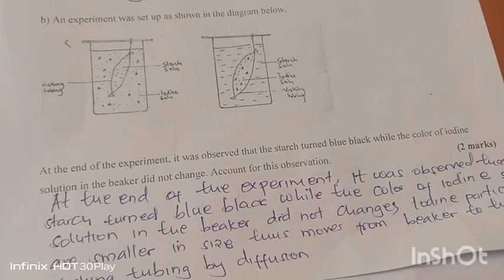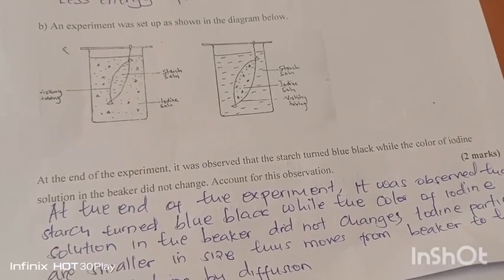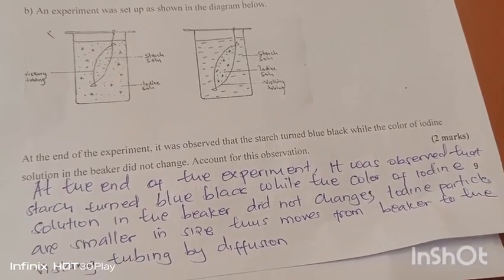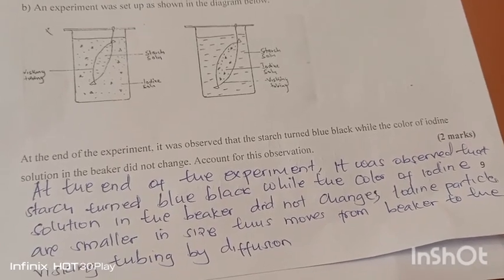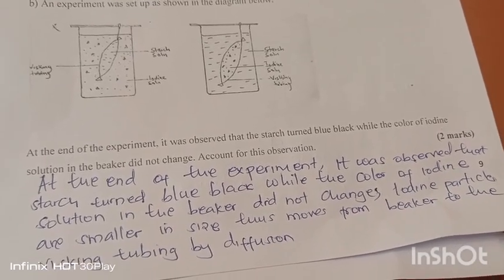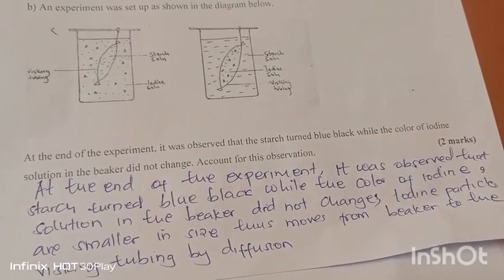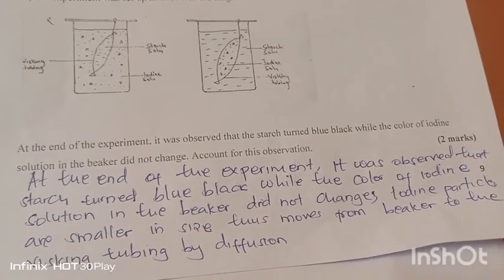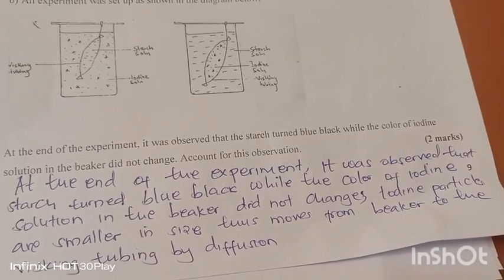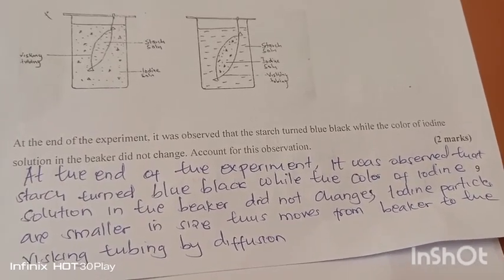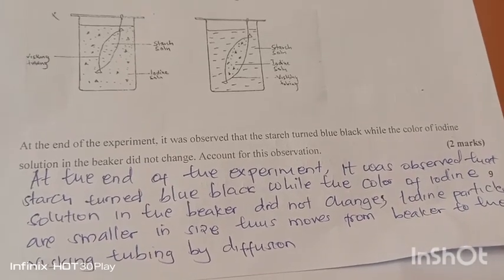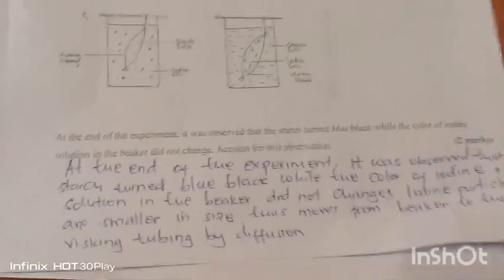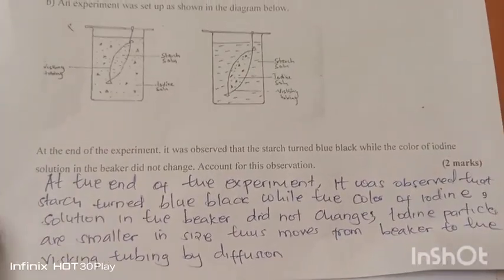Here you have an experiment that was carried out. You are told that at the end of the experiment, it was observed that starch in the tubing turned blue-black while the color of iodine in the beaker did not change. Explain. It's because iodine particles are smaller in size and therefore they move from the beaker into the visking tubing by diffusion, making it turn blue-black.